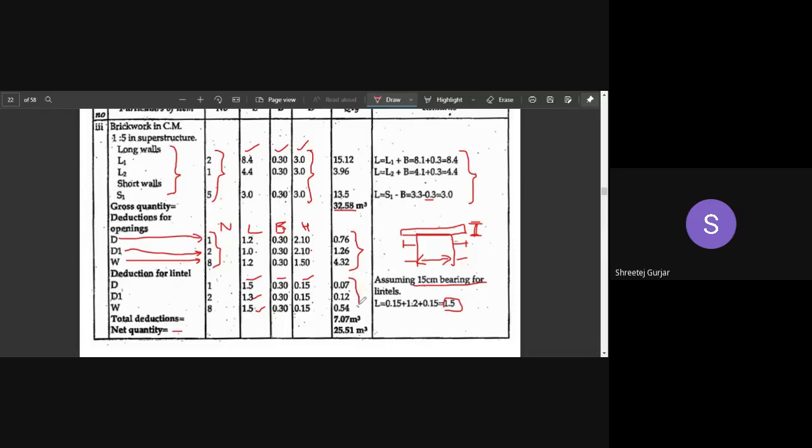Once you add all of this, from here up to here, you get your deduction, that is 7.07 meter cube. So from this gross quantity 32.58, when you reduce 7.07, you get your net quantity, that is 25.51. I hope the deduction part is clear.